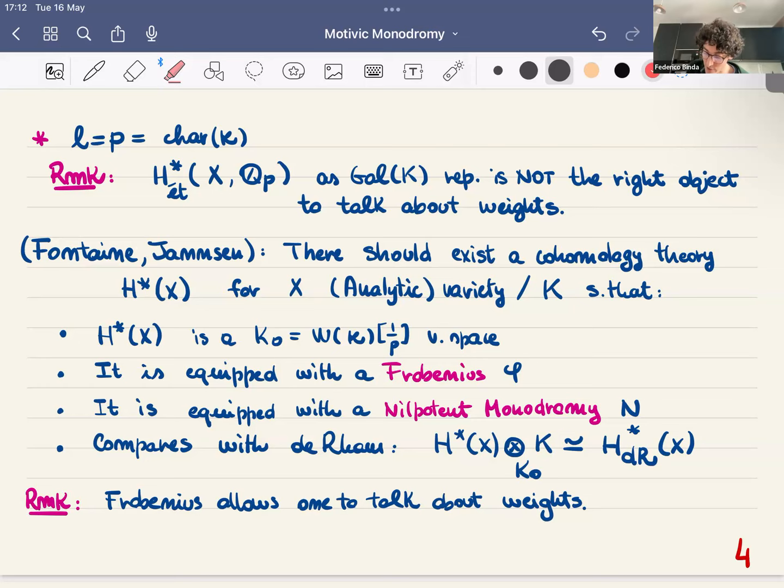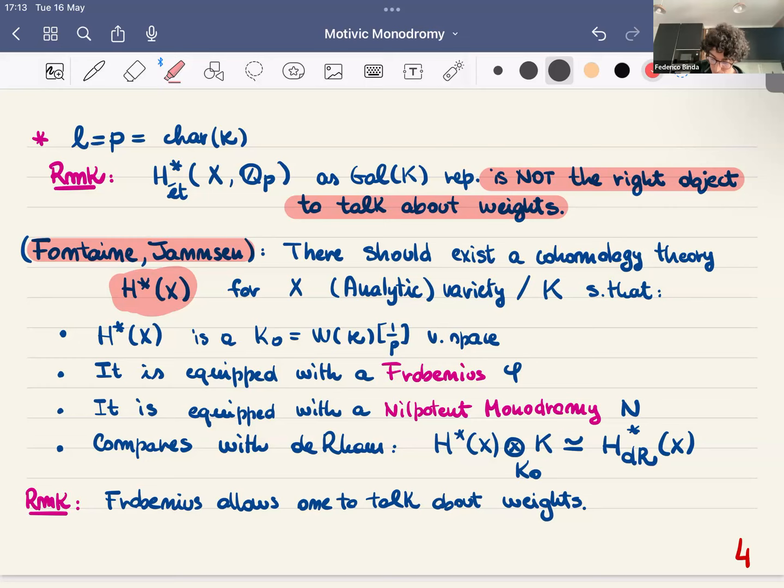And instead, work of Fontaine and Janssen suggested the following. There should exist some kind of cohomology theory, let me just provisionally denote this by H^* of X, for a variety over big K and even an analytic variety. By analytic, I mean rigid analytic variety, but it's not so important for now. It should satisfy the following list of properties. First of all, this H^*(X) should be a K_0-vector space. K_0 here is the maximal unramified extension of Q_p contained in K. Concretely, it is the fraction field of the ring of Witt vectors of the residue field, little k.